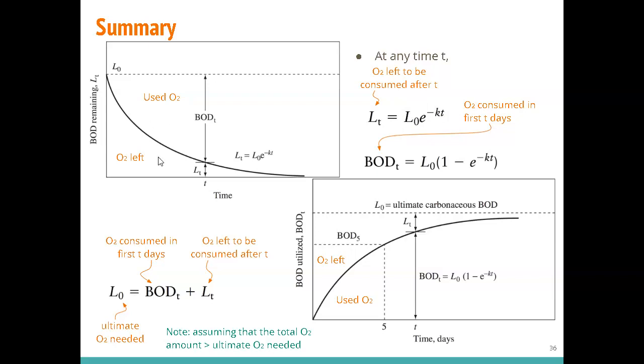If you flip this equation, it would look like this. It's just flipping the curve on the top upside down, so the used one is on the bottom. The equation is in here, the same equation as this one. And we can add the two terms to become L0. L0 is like the total ultimate oxygen needed: the consumed plus the left behind.